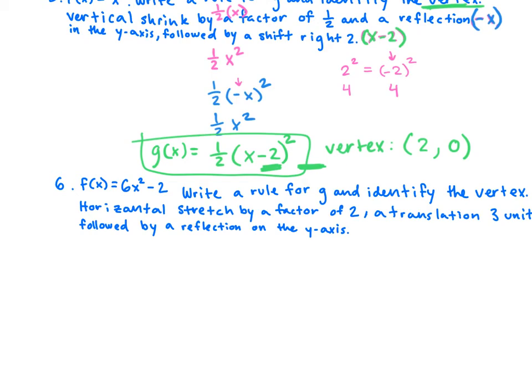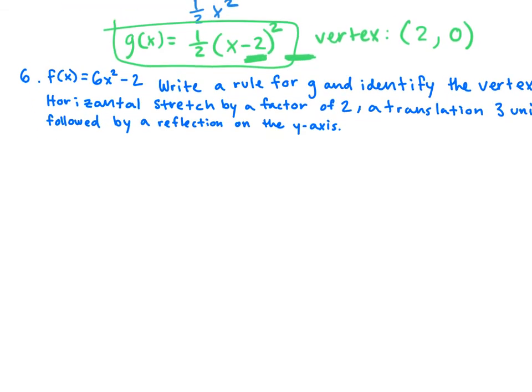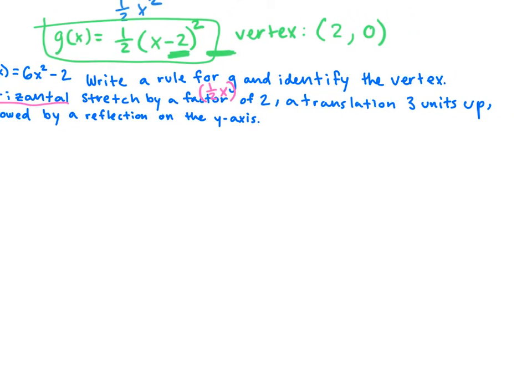All right, let's look at number 6. So now our function is 6x squared minus 2. And again, we need to do the same thing, write a rule for g and identify the vertex. So we have a horizontal stretch by a factor of 2. How do we show a horizontal stretch by a factor of 2? We multiply 1/2 inside of our parentheses. So remember, when it's horizontal, we multiply by the reciprocal. So we flip it. What about a translation 3 units up?